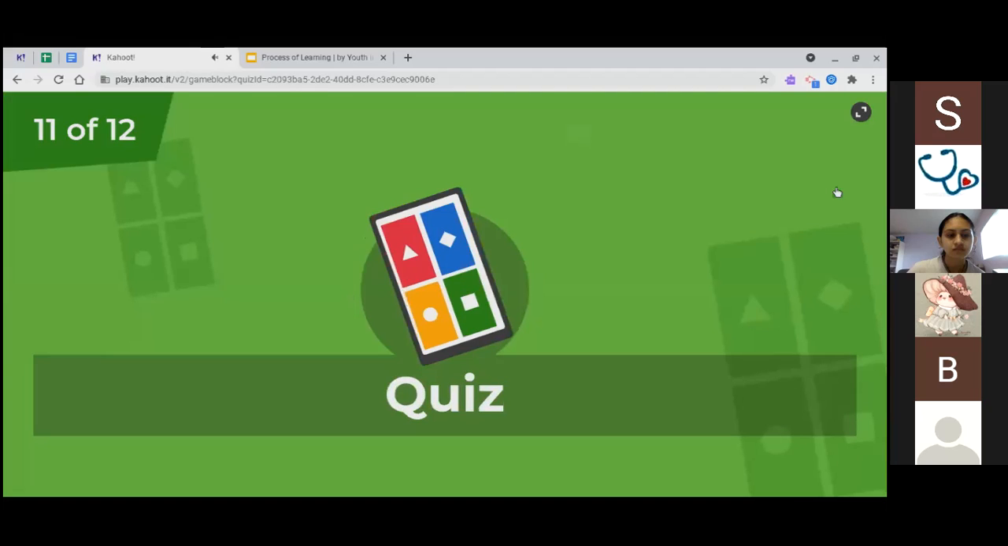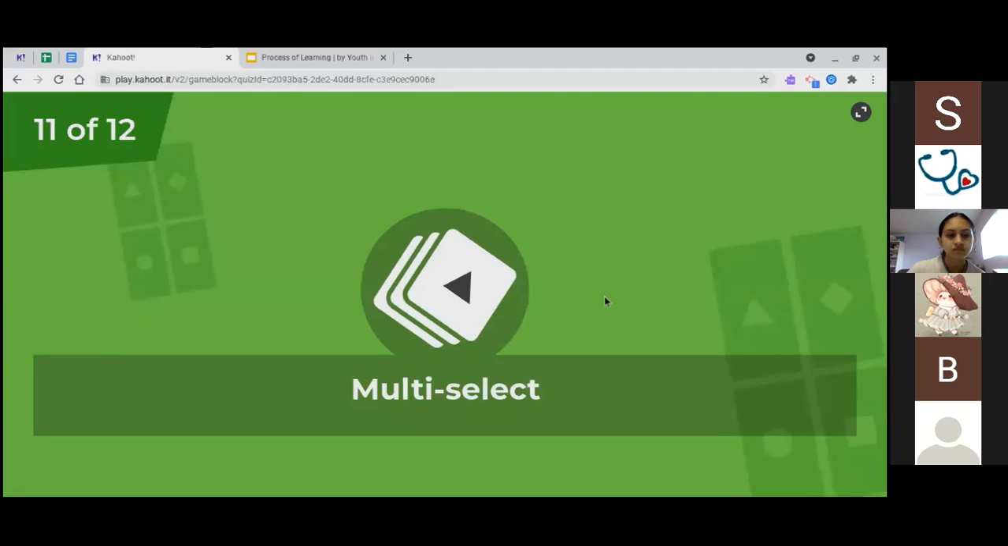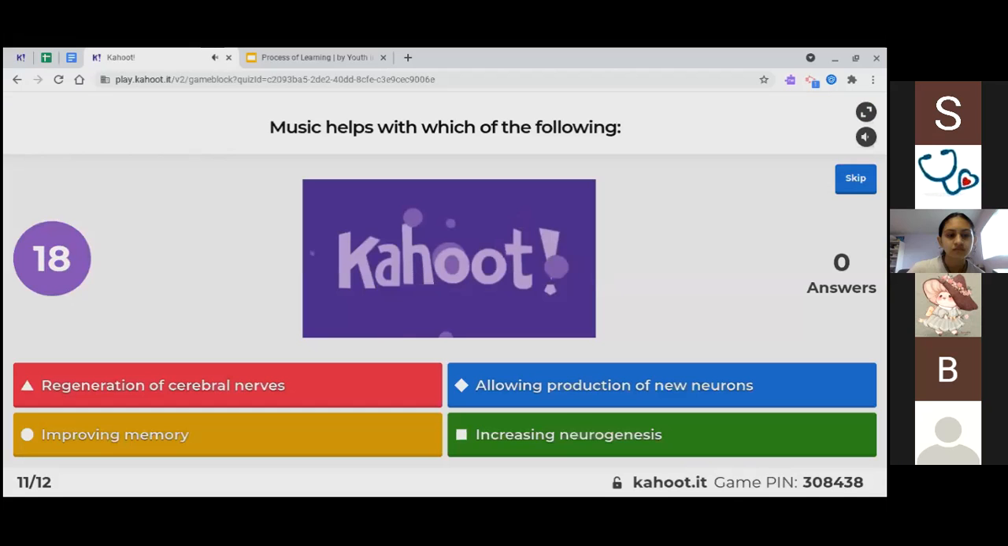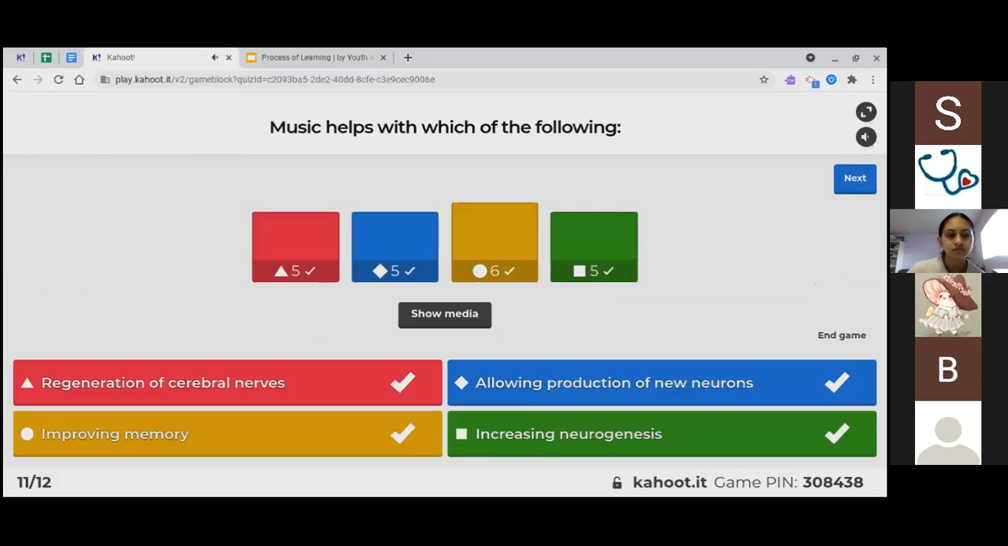This one is also a multi-select. Music helps with which of the following? Regeneration of cerebral nerves, improving memory, allowing production of new neurons, or increasing neurogenesis. All of these are correct because music helps with all of them.